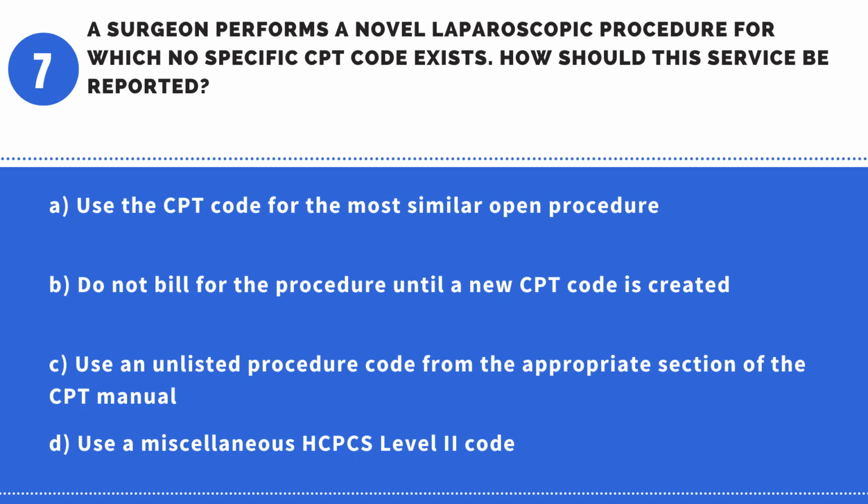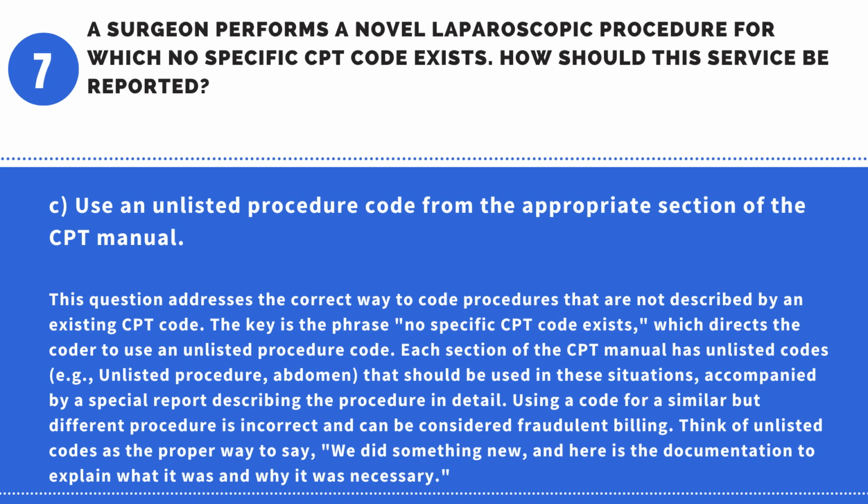Question 7. A surgeon performs a novel laparoscopic procedure for which no specific CPT code exists. How should this service be reported? A. Use the CPT code for the most similar open procedure. B. Do not bill for the procedure until a new CPT code is created. C. Use an unlisted procedure code from the appropriate section of the CPT manual. D. Use a miscellaneous HCPCS Level II code.